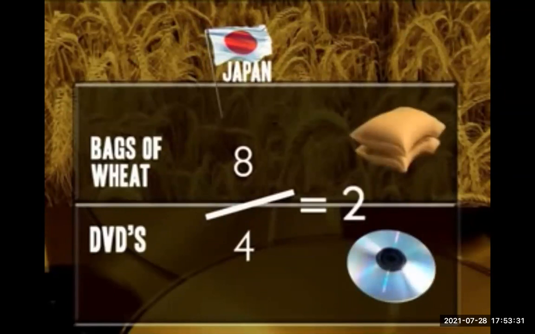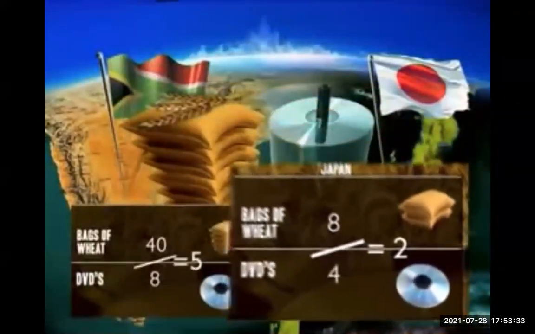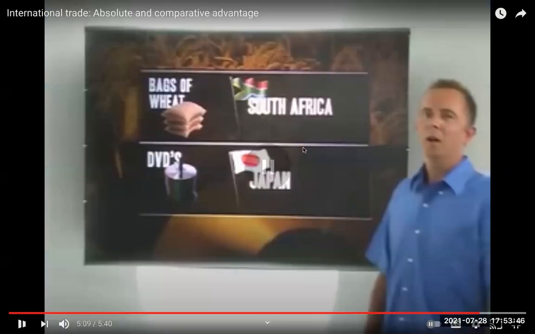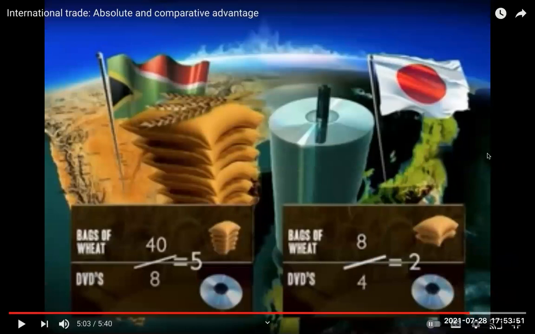make 1 DVD. So, comparing the cost of production in both countries, South Africa has to give up 5 bags of wheat for each DVD it makes, while in Japan, it only costs 2 bags of wheat to make 1 DVD. Can anybody tell me what that means? What could that mean for both countries? Should the countries trade with each other based on this metric? What they're really doing is comparing the cost of production.